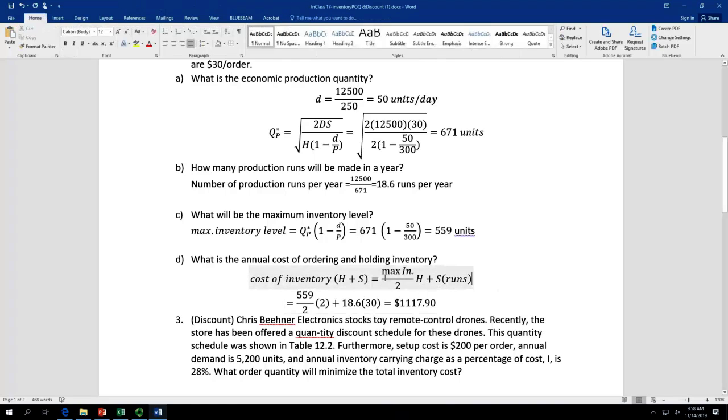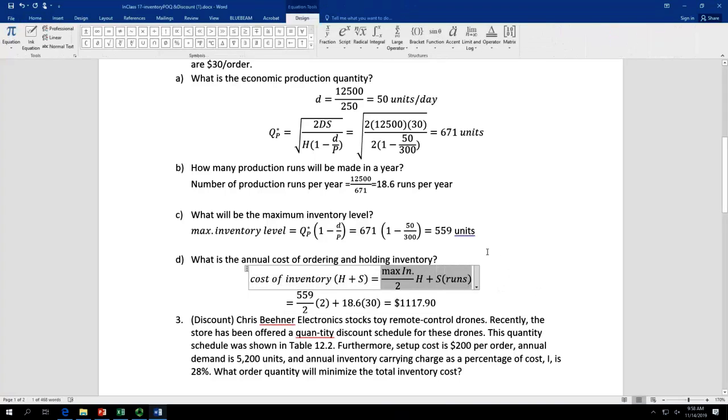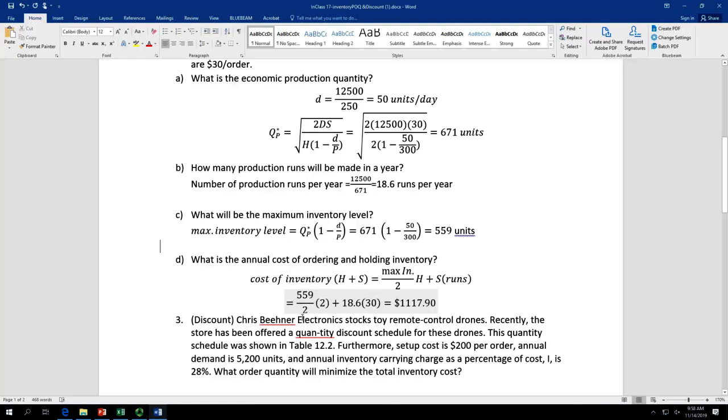In my calculation, this part, I'm trying to let you know what is included in this total cost, total inventory cost. The first part, this one, is the holding cost. And the second part is the setup cost. The holding cost always is the average inventory level times the single unit holding cost. And the average level always equals the maximum level divided by 2. That's why you see in the calculation 559 divided by 2.